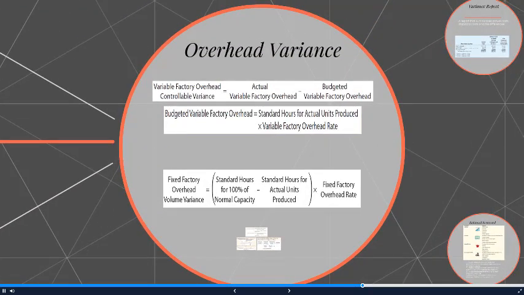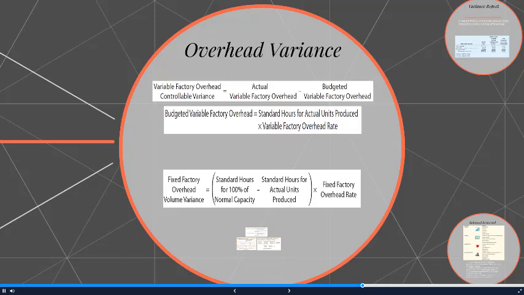Finally, let's review our overhead variances. First, we'll look at our variable factory overhead controllable variance. In order to get this variance, we take our actual variable overhead and we subtract our budgeted variable overhead. Our actual variable overhead can be determined by taking our total overhead and subtracting our fixed overhead. This is all actual amounts. If it's not given to you, they typically will give you that total overhead and your fixed overhead.